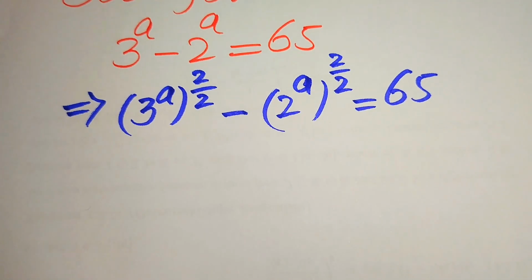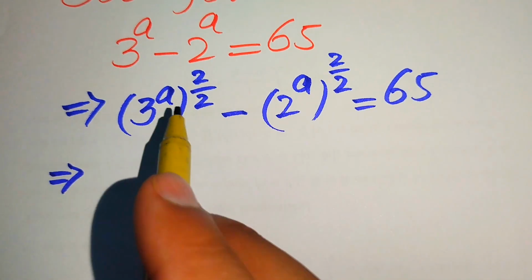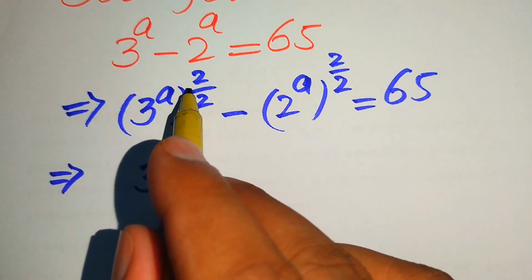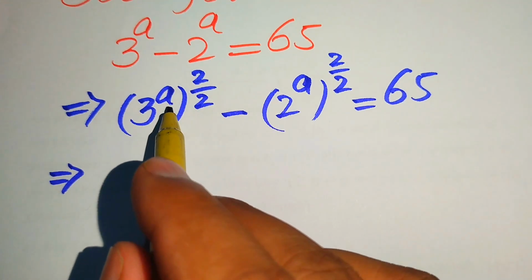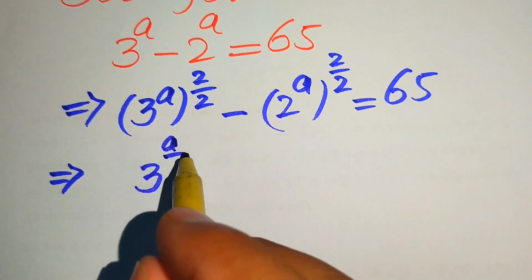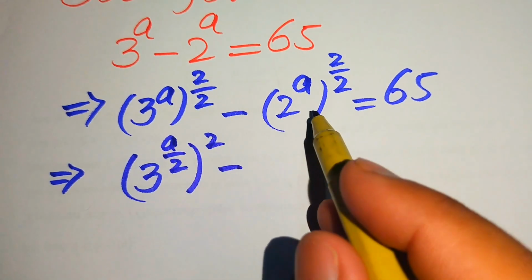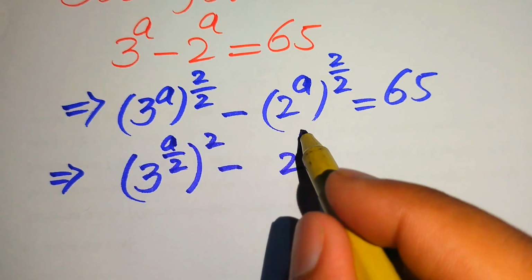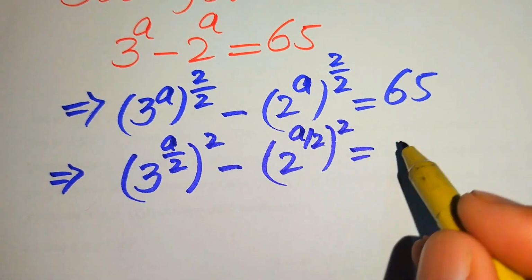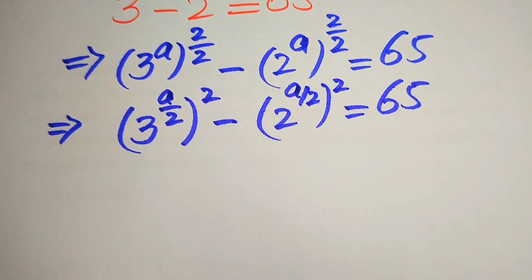And now in the next step we move the term 1 over 2 inside the terms, and it will be written as 3 to the power of a divided by 2, and its whole exponent is 2, minus 2 to the power of a divided by 2, and its whole square, equals 65.